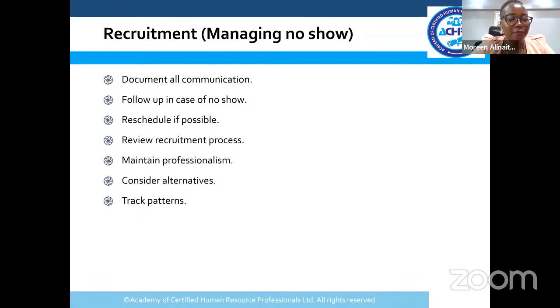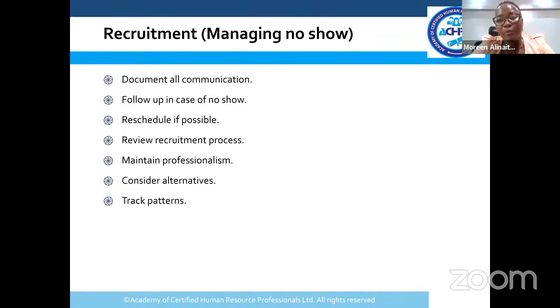After you have done a follow-up and you have rescheduled, if possible, you can now go and review your recruitment process. Find out as an HR manager, why did these people not show up? If the candidates did not show up, review your recruitment process to identify any potential shortcomings or areas for improvement that may have contributed to the candidate not showing up.